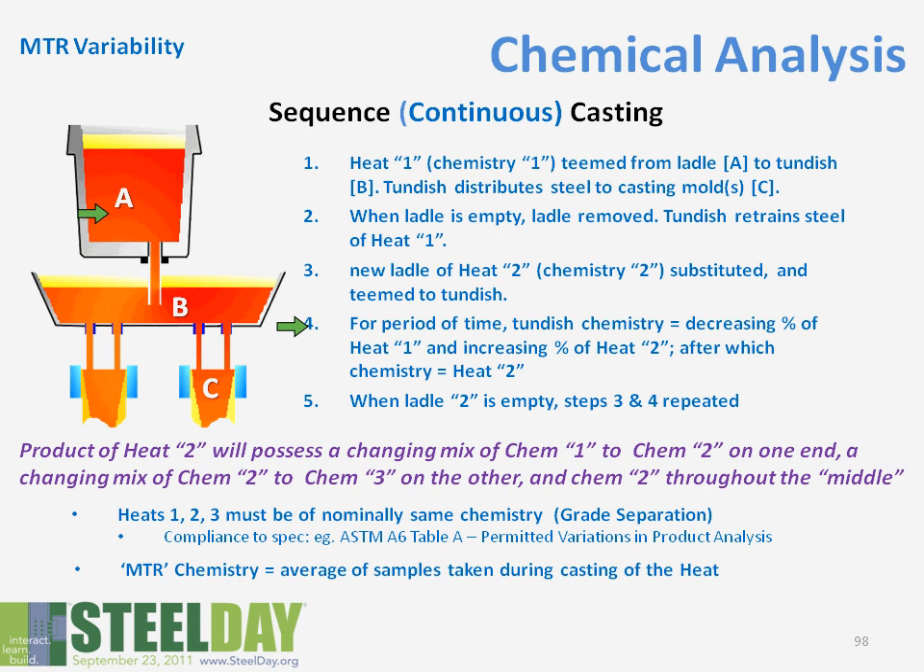So if you do a product check on a piece of steel that you have received that's been continuously cast, you will find that heat 2 will possess a changing mix on one end of the bars or the lot, with a mix from Chem 1 to Chem 2 on one end, Chem 2 in the center, and then a variation from Chem 2 to Chem 3 on the other.